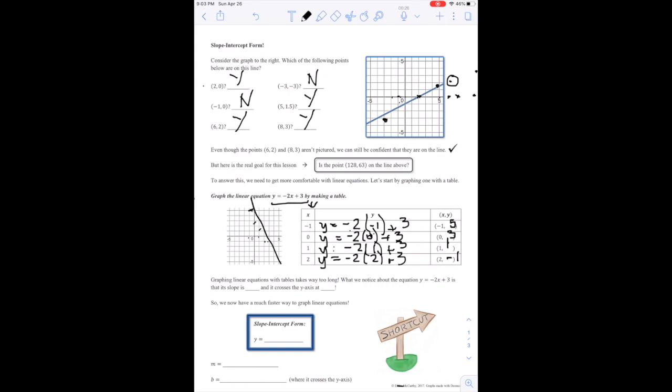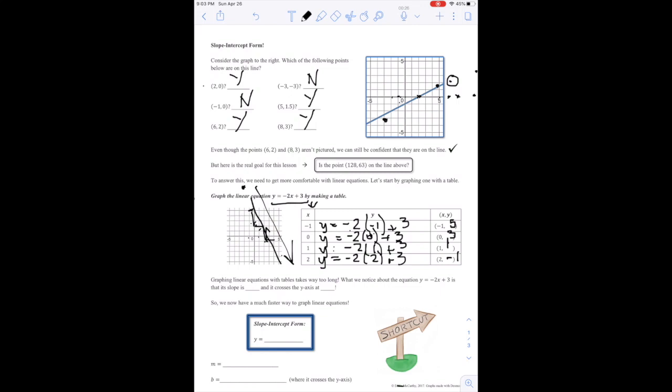So, graphing linear equations with tables takes a long time to do, and we don't want to have to spend all of our time doing that, substituting values to create the line. But when we look at the equation y equals negative 2x plus 3, we see that the slope is negative 2. It's going in a negative direction from left down, so it's a negative slope. And for every 2 that I go across, I go down 1. Excuse me. For every 2 that I go down here, I go across 1 and create the slope that we learned in the previous lesson.